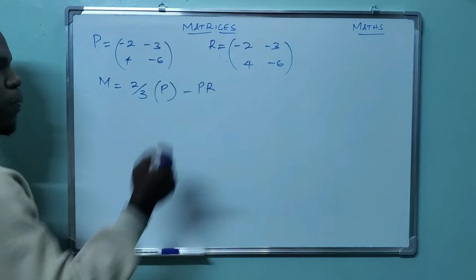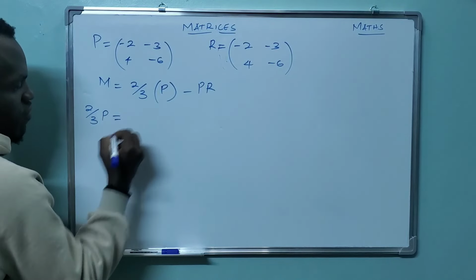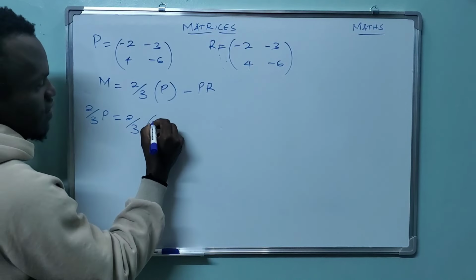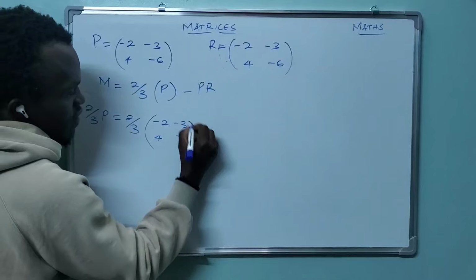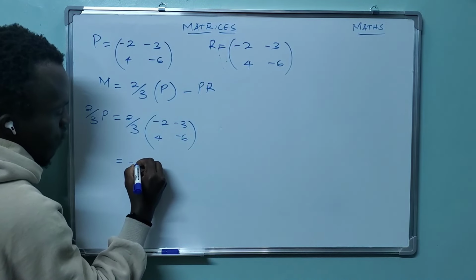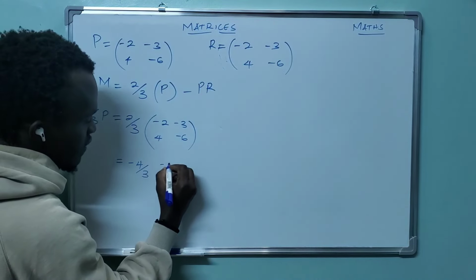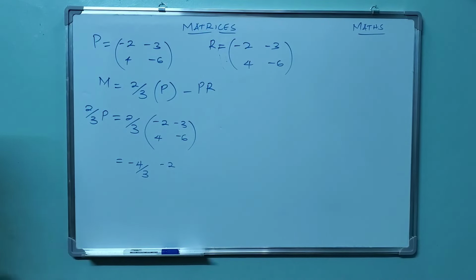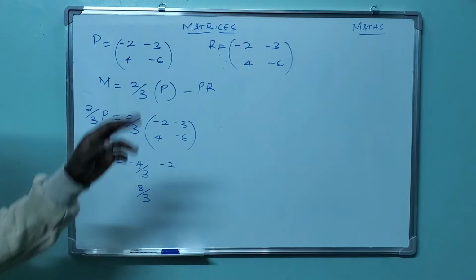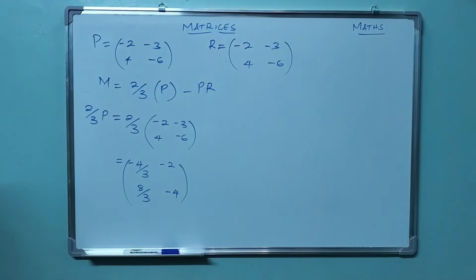In this specific scenario, we are going to start by computing the first term. Let me replace the values of P and R. First, let me get 2 over 3 P. This is 2 over 3 times the matrix negative 2, negative 3, 4, negative 6. 2 over 3 multiplied by negative 2 gives negative 4 over 3. 2 over 3 multiplied by negative 3 gives negative 2. 2 over 3 multiplied by 4 gives 8 over 3. 2 over 3 multiplied by negative 6: 3 goes into negative 6 negative 2 times, multiplied by 2 gives negative 4. So this is my 2 over 3 P.